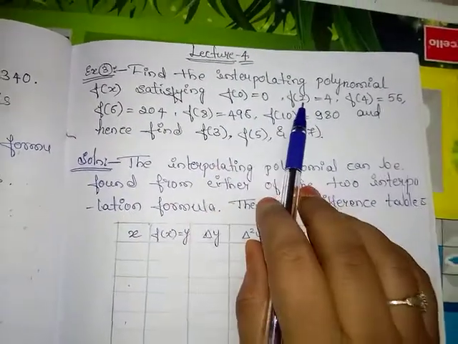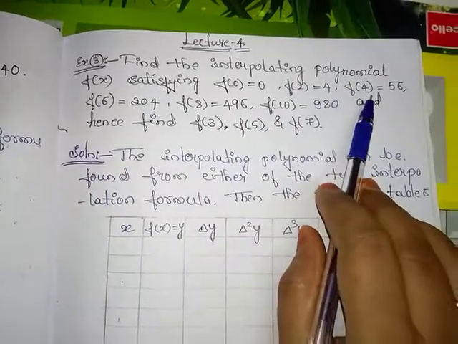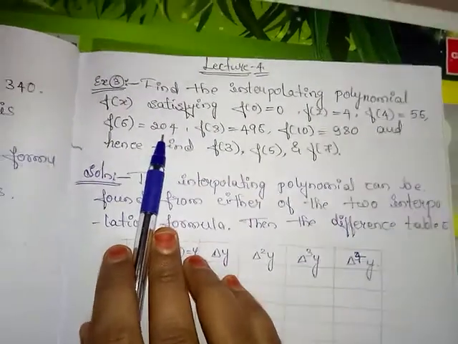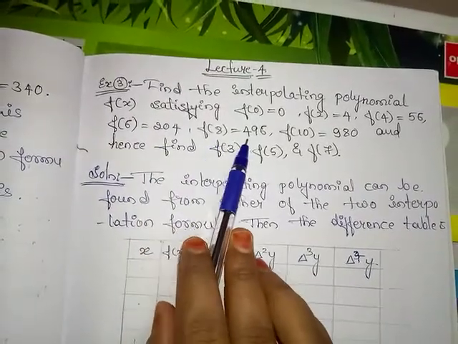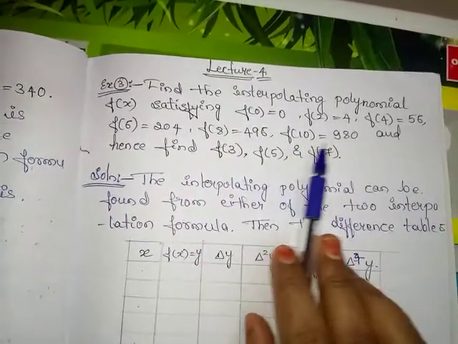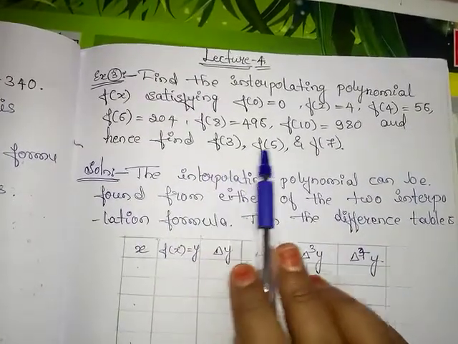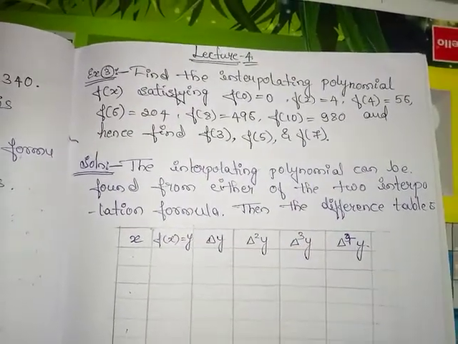equal to 0, f of 2 is equal to 4, f of 4 is equal to 56, f of 6 is equal to 204, f of 8 is equal to 496, f of 10 is equal to 980, and hence find f of 3, f of 5 and f of 7.